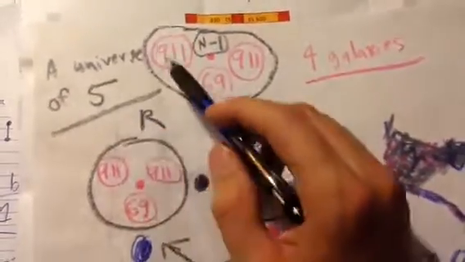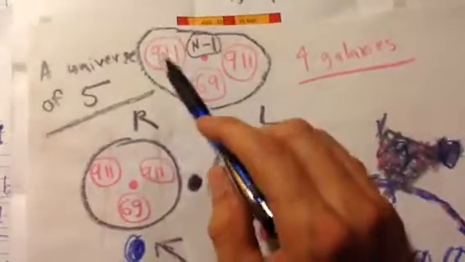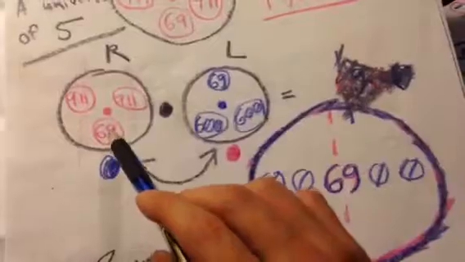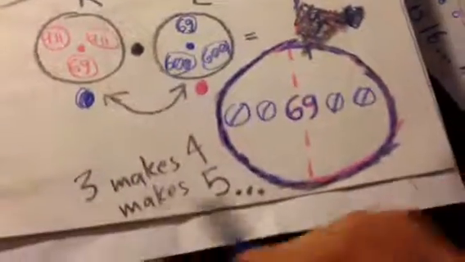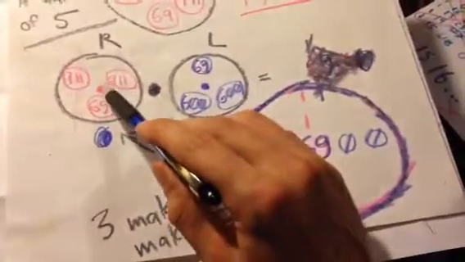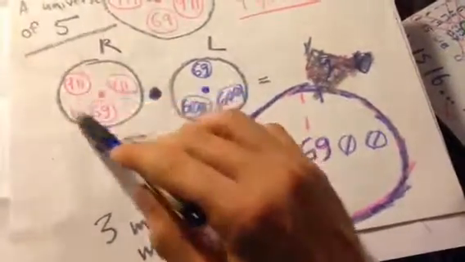Okay, a universe of 5. Okay? 1, 2, 3, 4, 5, 4 galaxies. Anyways, so this is where I saw that 911, 911, 69. We already kind of looked at this, guys. 3 makes 4 makes 5. Okay? 3. New heaven. Makes 4 makes 5.